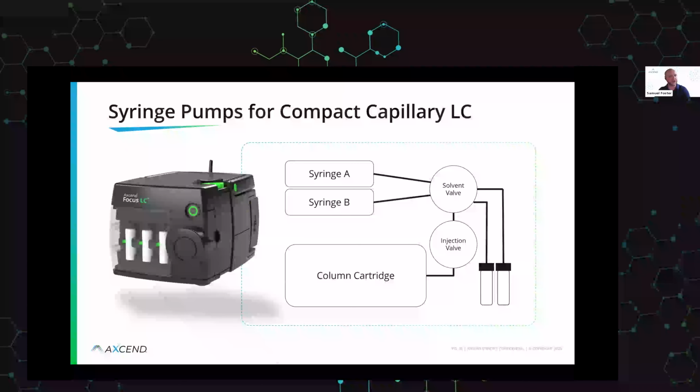Additionally, we don't use check valves. We're able to draw from mobile phase A and mobile phase B, then divert a solvent valve off to the system, which reduces the number of failure points. It makes it a little bit more rugged and reduces the amount of time that's needed to service.